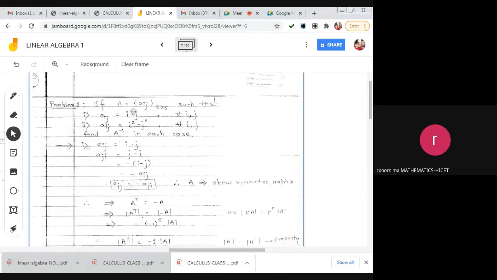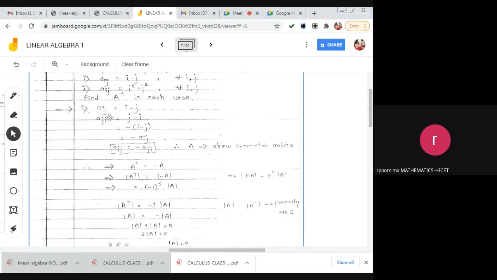Next, if A equals a_ij of order 5 by 5 matrix such that a_ij is i minus j, and a_ij is i square minus j square, for all i and j, find A inverse in each case. So first, you represent your first subdivision. a_ij is i minus j. Then a_ji will be j minus i, that is minus of i minus j, which is equal to minus of a_ij. Therefore, a_ji equals minus a_ij. Okay. So therefore, A is a skew symmetric matrix.